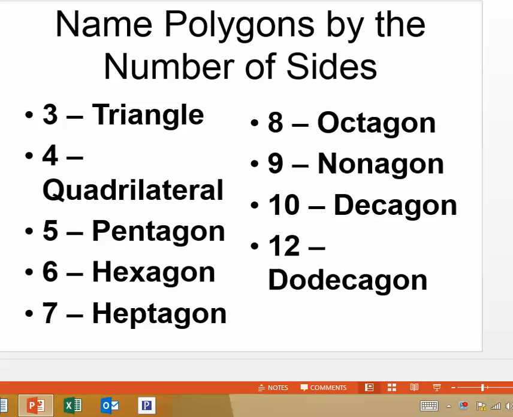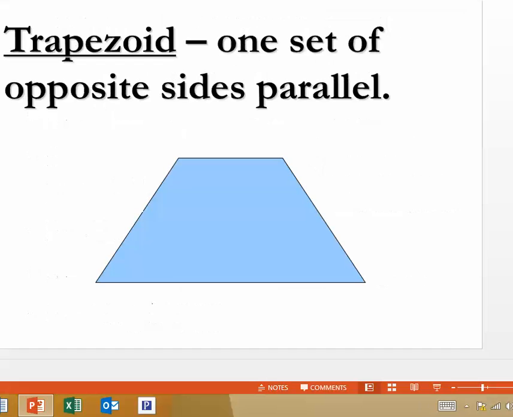Names polygons by the number of sides. 3 sides is a triangle, 4 is a quadrilateral, 5 is a pentagon, 6 a hexagon, 7 a heptagon, 8 an octagon, 9 a nonagon, 10 a decagon, 12 is a dodecagon.